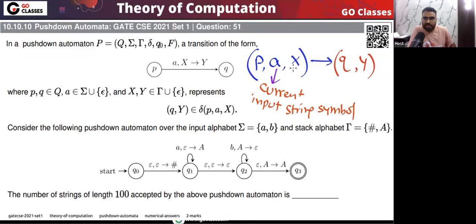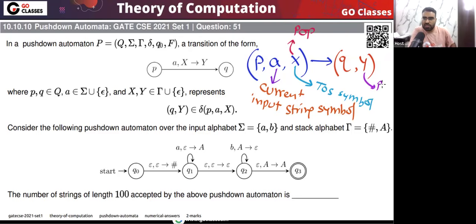And what is this x? This is your top of the stack symbol which we will read. So on the top of the stack there must be x. And remember, when you read a symbol on top of the stack, that means pop. So this is your current top of the stack symbol, and when you read this symbol, it will pop.